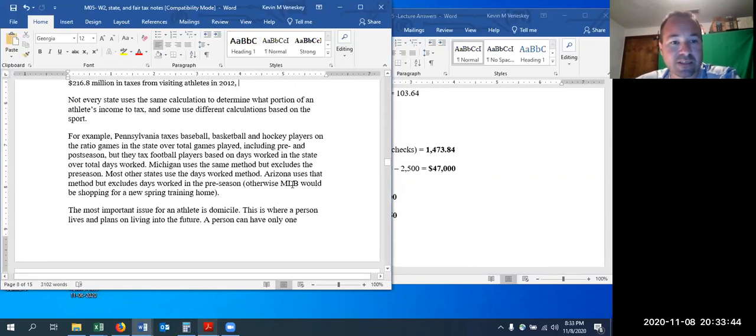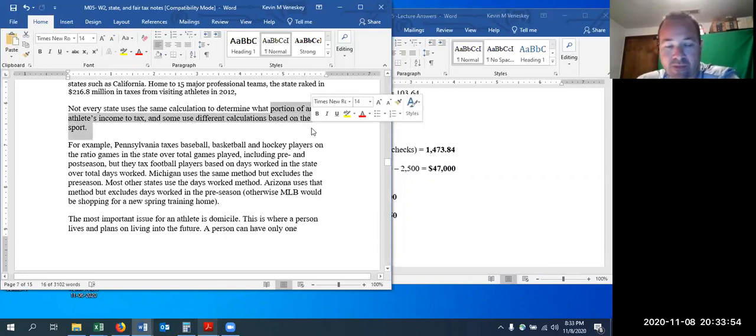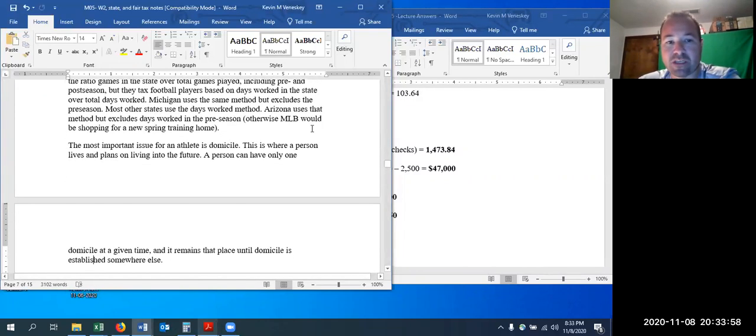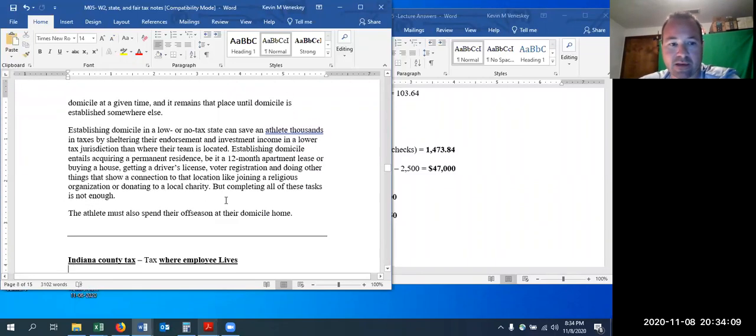And read through this. It says here, not every state uses the same calculation to determine what portion. So you just can't pick. The state will say, okay, for athletes that work here, this is how much we declare that you earned in our state. So Pennsylvania will do it differently, perhaps, than the article shows Michigan does. So it's an interesting read. I just read through it. It's only a page or so. I think it's kind of neat.